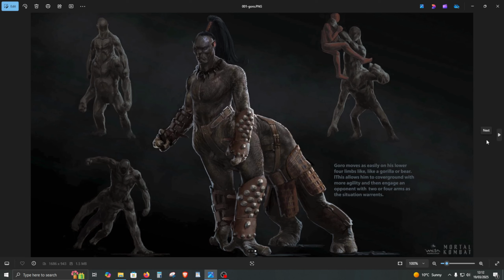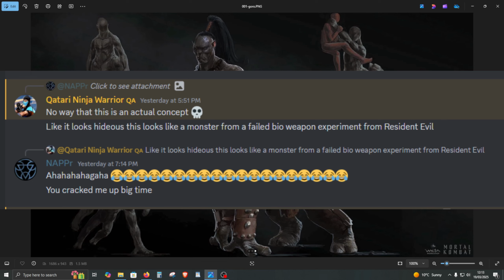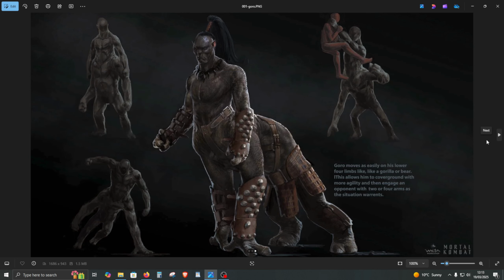Someone made me laugh my ass off in the Discord with their comment. Let me just pull it up. Katari Ninja Warrior goes, "No way that's an actual concept. It looks hideous. This looks like a monster from a failed bioweapon experiment from Resident Evil." Exactly, that's what it looks like. It looks like one of those levels where you're walking through the labs and you see all the failed experiments, and then this one just suddenly wakes up and tries to attack you. What were they thinking? This is just crazy.